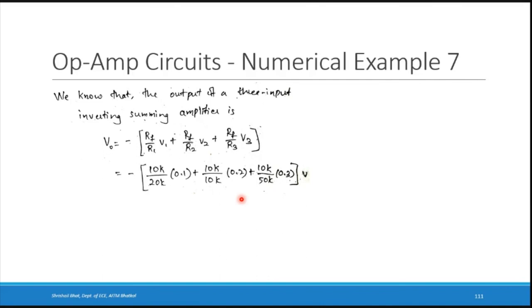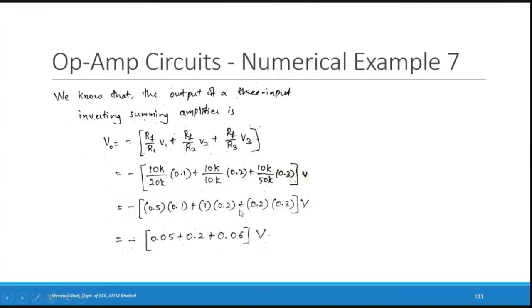Minus 0.31. If you calculate this, you'll get 10K by 20K is 0.5 into 0.1, plus 10K by 10K is 1 into 0.2, plus 10K by 50K is 0.2 into 0.3. If you simplify and further calculate, you'll get minus 0.31 volts. So this is how you can find the output voltage of a 3-input inverting summing amplifier. There are some more examples. We will take that up in the next class.